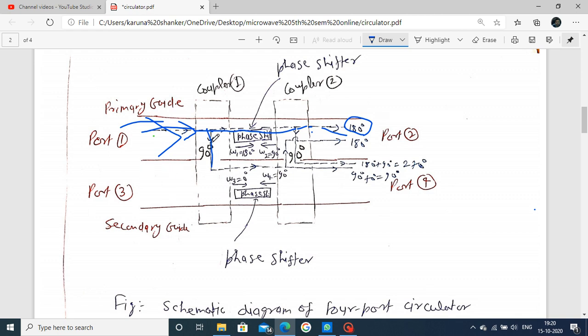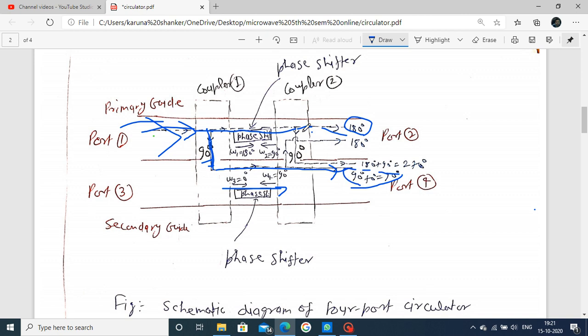Now this wave moves towards port number 4. Observe the wave propagating here. How much phase shift is introduced? This introduces 90 degrees and this phase shifter introduces 0 degrees, so 90 degrees plus 0 degrees. The phase shift at port number 4 is 90 degrees.